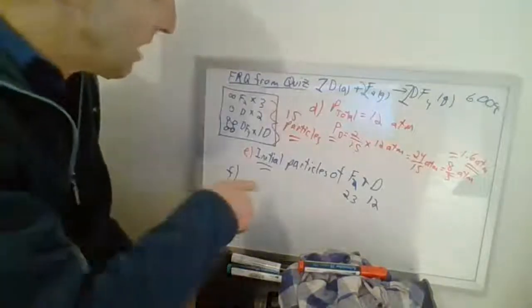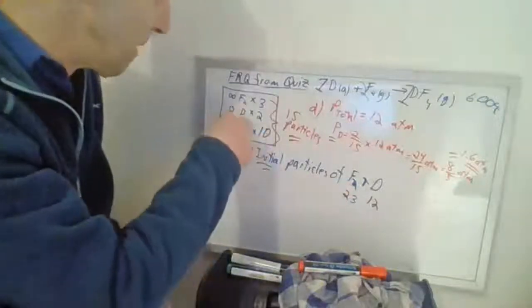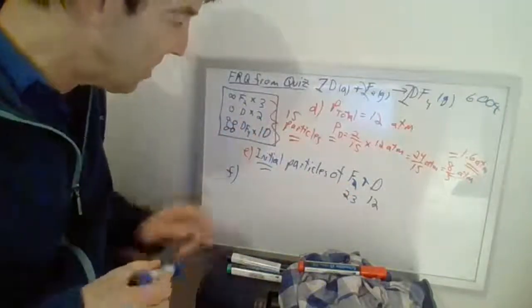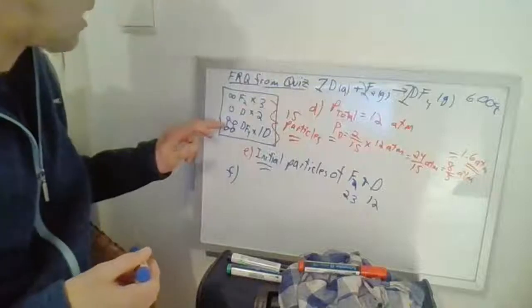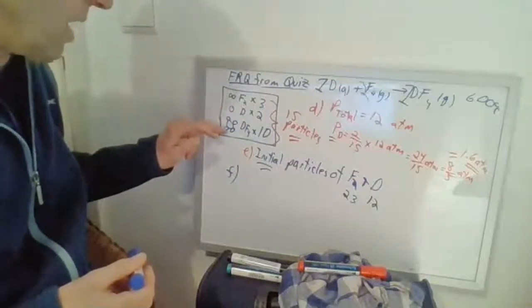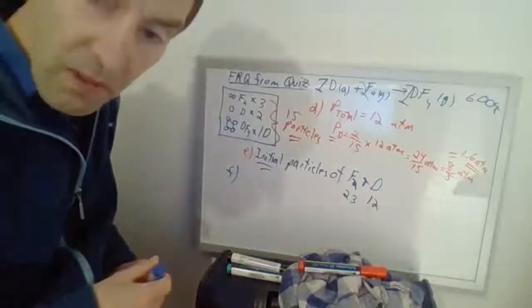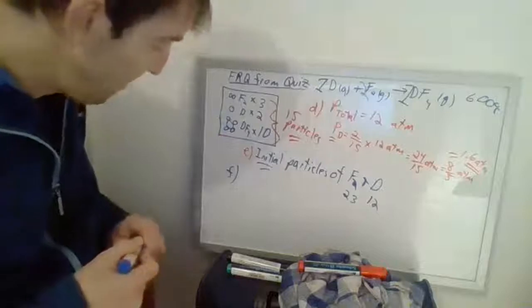Okay, it was how many initial particles did I have of F2 and of D? So I just went backwards and added up all the Ds. I got 12 big dots, and I got pairs of dots. I've got 23 pairs of F2s. Just had to look back and count them.